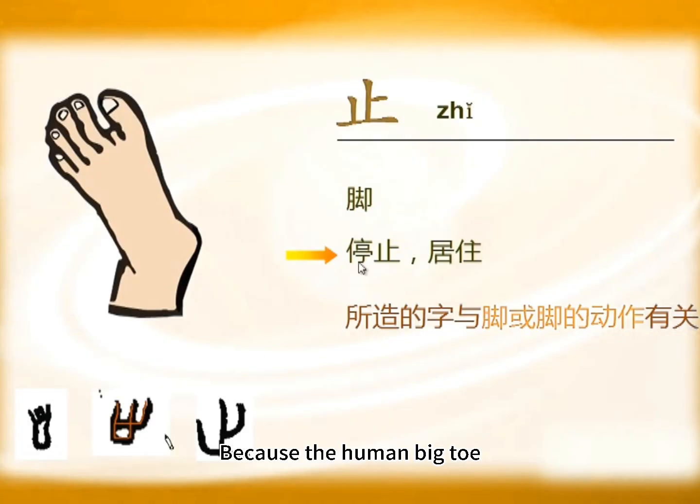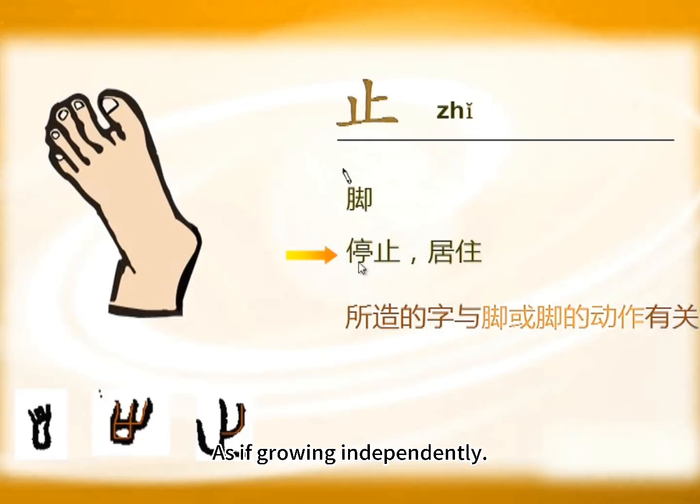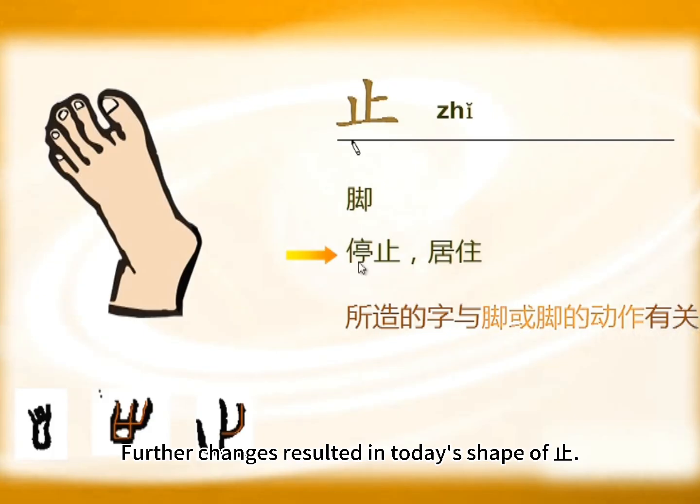Because the human big toe is more separated from the other toes, a separate line was used to represent it individually. This form gradually changed over time. Later, it became like this. The side line no longer connected to the inside, as if growing independently. Further changes resulted in today's shape of Zhi.